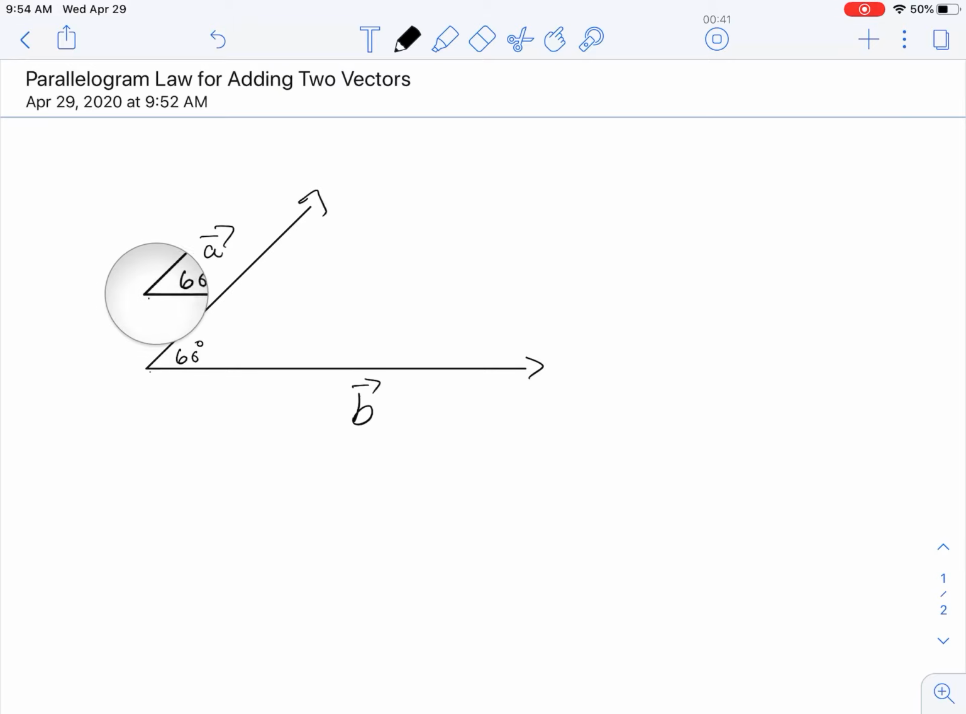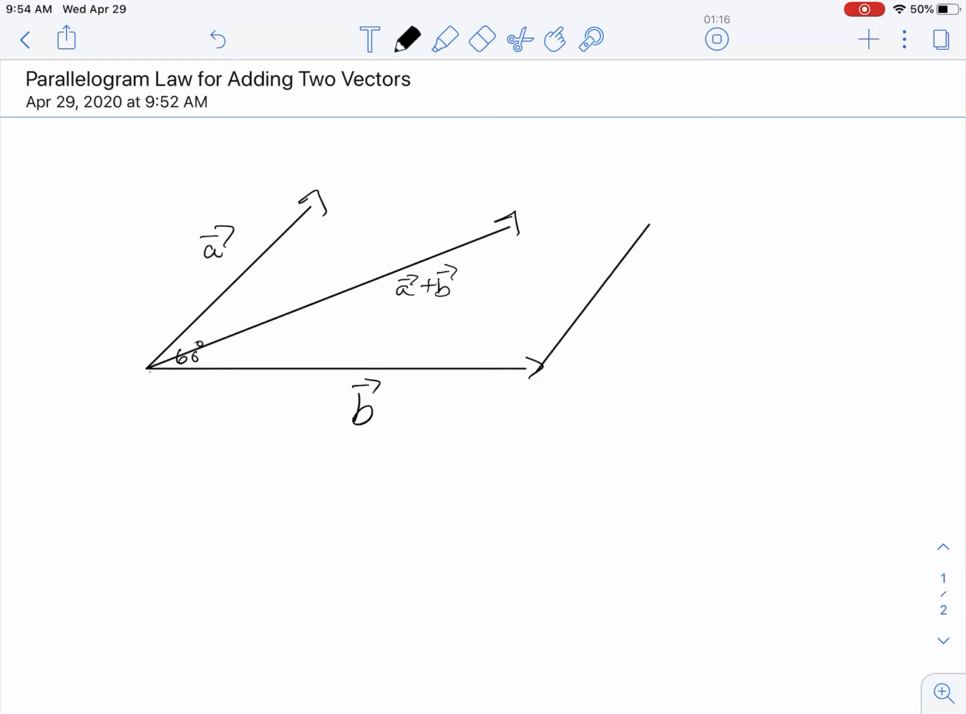Okay, so now I'm going to start where these two tails meet, and I'm going to make this vector, and I'm going to say that that vector is A plus B, and I'm going to prove it. Now, right here, that 60 degrees was not cut in half, all right? So we cannot assume that was cut in half, but we do know that it's 60 degrees between those two vectors.